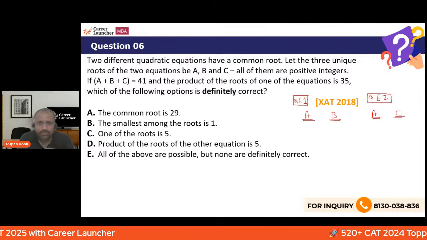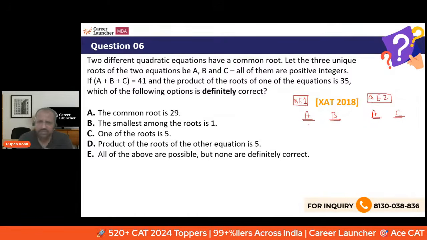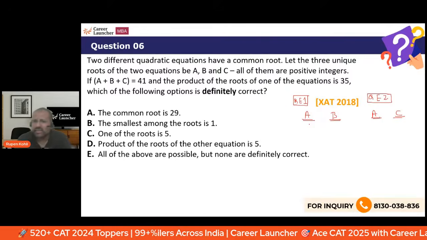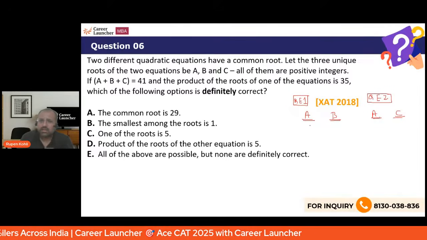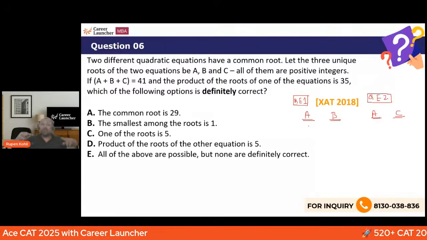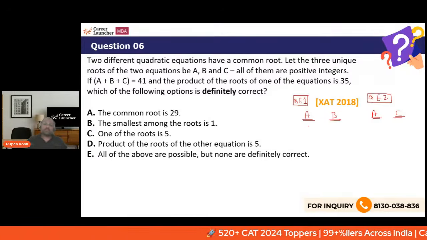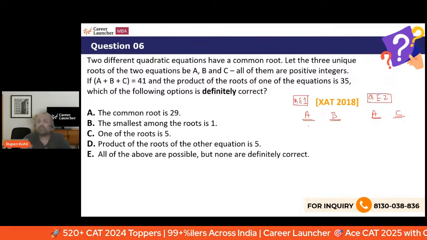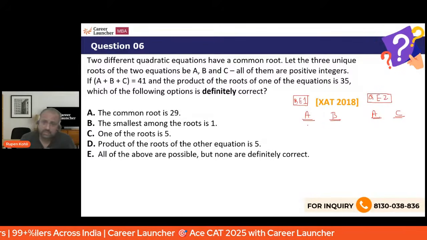It is given that for the first quadratic equation, the product of the roots is 35. 35 can be expressed in only two ways as the product of two positive integers, right? But remember, which one is the common root is also a constraint. So although 35 can be expressed in only two ways, which one is the common root further will have two possibilities. So I'll have two into two, four cases, right?